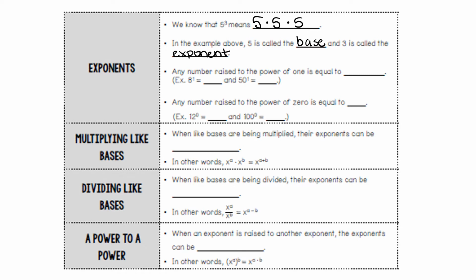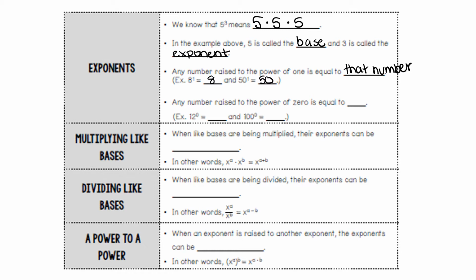Any number raised to the power of 1 is equal to that number. For example, 8 to the first power is going to be 8, and 50 to the first power is going to be 50. It just stays the same.